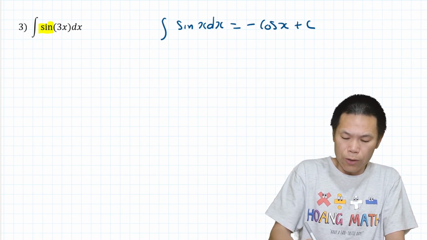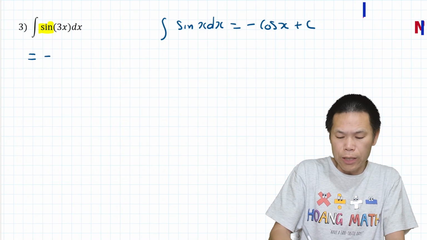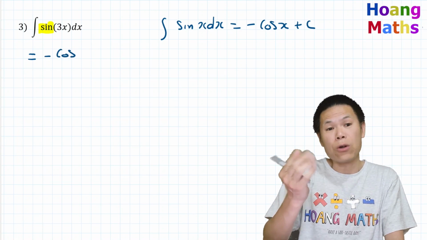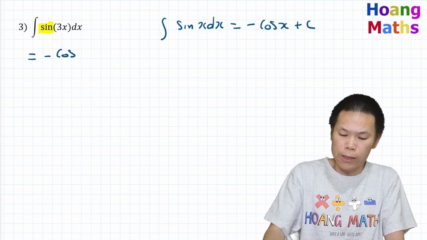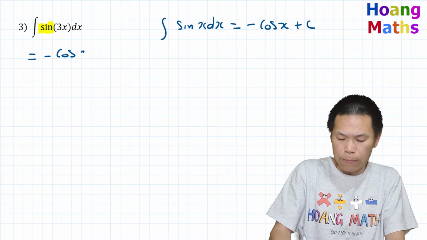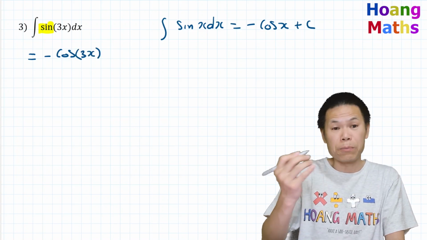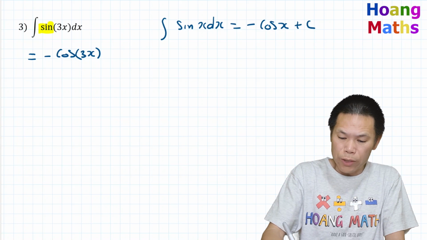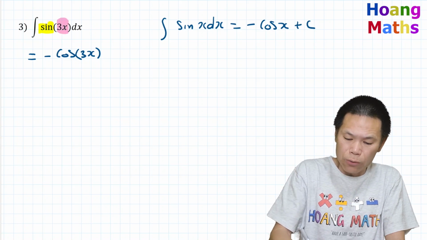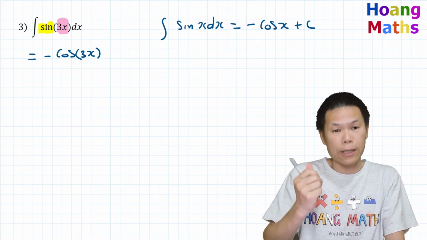So let me just write this down. Negative cos of the angle. In this case, the angle is 3x. So I just write this down. That's the first step done. Then what do we do? We differentiate the angle. Differentiating 3x gives me 3.